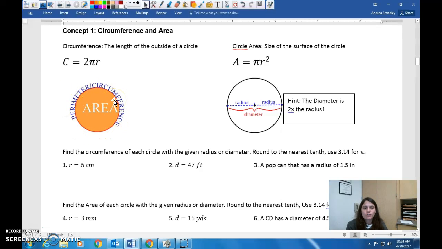If I were to take a piece of string and line the outside of the circle with string and then measure that piece of string using a ruler or something, I would get the circumference as my measurement.